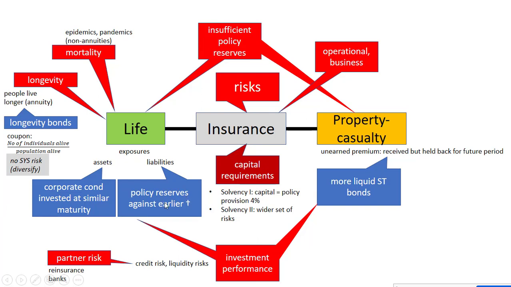So usually what they are doing here is that the average maturity of the asset side should fit the liability side. But in this case, you have some partner risk. So we have credit risk, we have liquidity risk. Are you able to sell it in time or not? You have to have some reinsurance companies as partners, and I mentioned that you can have partners.